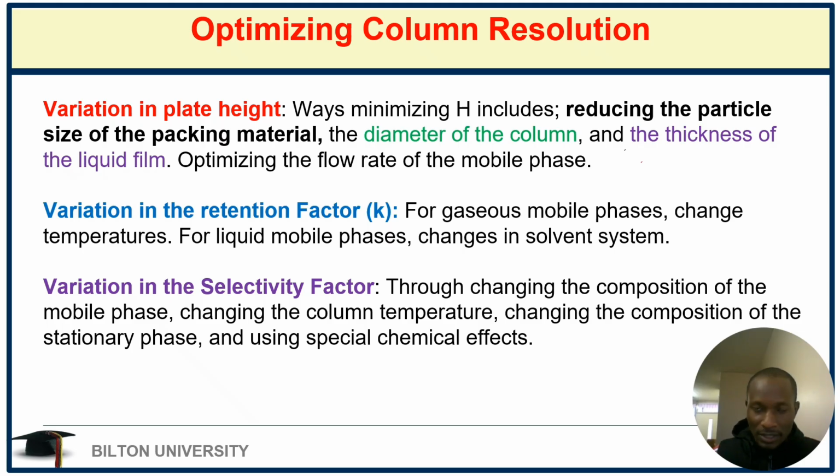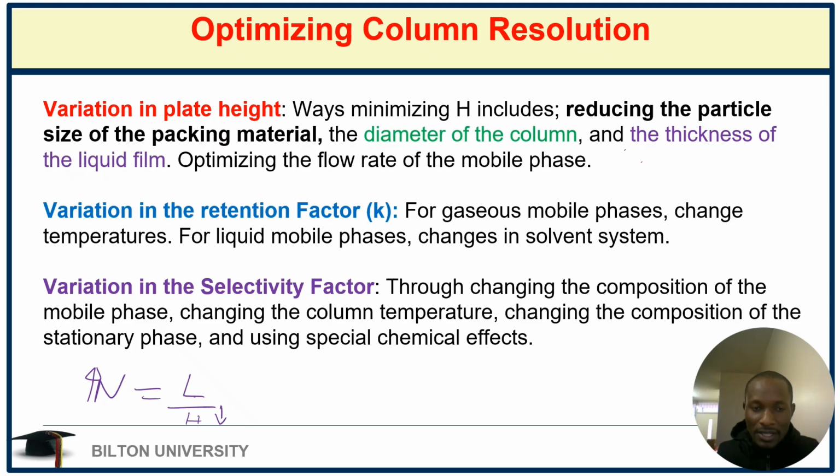One of them is variation in plate height. We have seen that the number of theoretical plates is equal to the length of the column divided by the plate height. So it means that if we have a small plate height, we are going to have a high number of theoretical plates, which corresponds to a longer length of column, and we are going to have proper separations. So we can optimize column resolution by varying the plate height such that if we minimize the plate height, the number of theoretical plates is going to go high, and we can have proper column resolution.